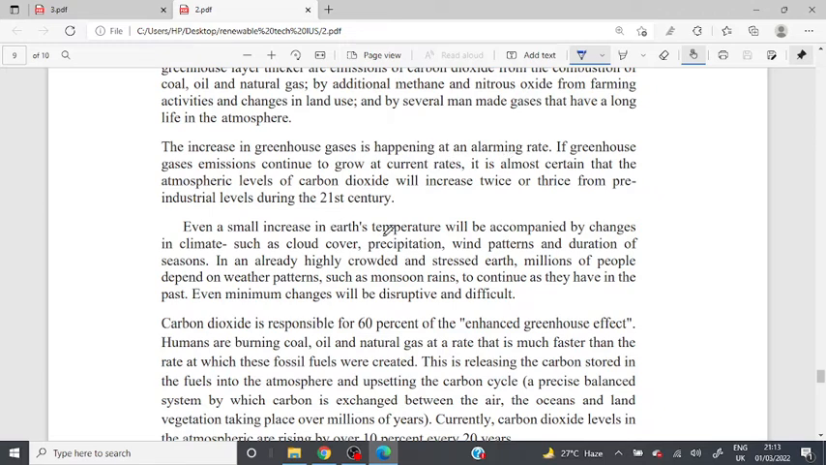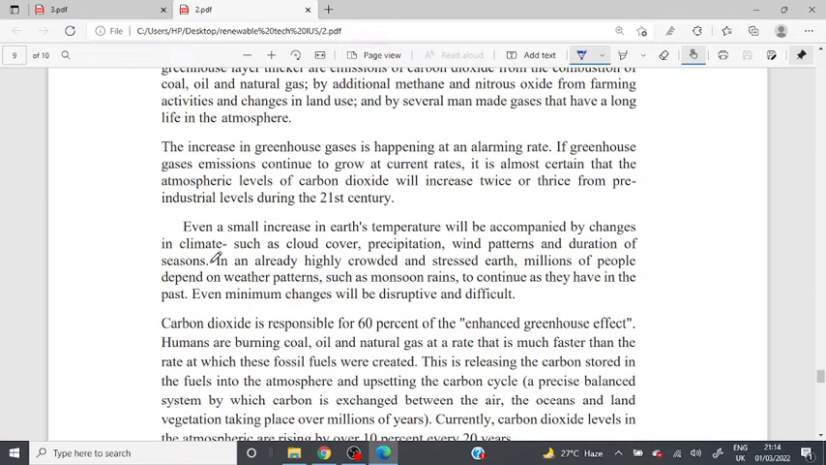Even a small increase in the Earth's temperature will be accompanied by changes in the climate, such as cloud cover, precipitation, wind patterns, and duration of season. You see, now in our country, especially in Bangladesh, if you can relate to, you see the winters are getting more severe, the duration of the winter has changed, the summer has changed, rainy season stays and lingers around for a lot longer than it used to be, and the summer temperatures have increased to the all-time highest level that we have never experienced before.